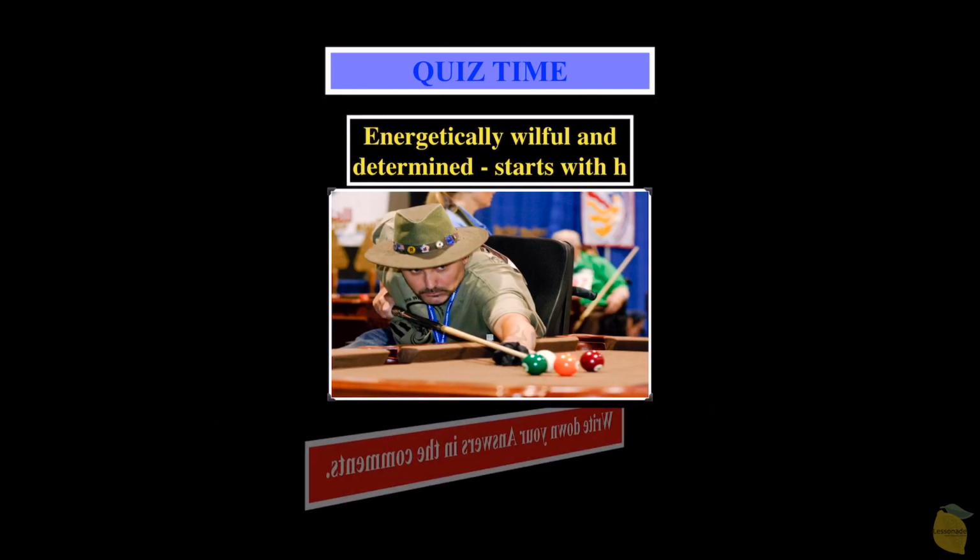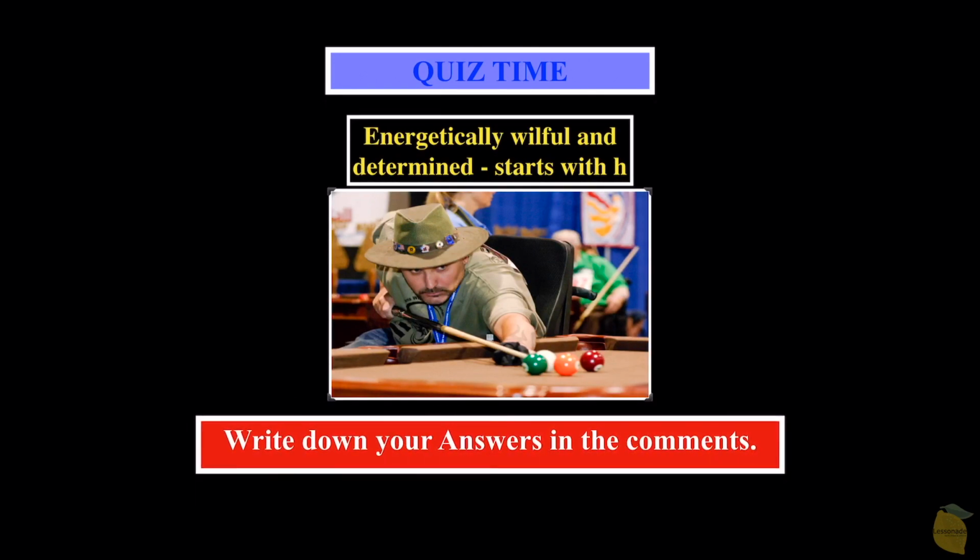The next one is energetically willful and determined, starts with H. In this picture, we can see a man determined to win the snooker tournament or the pool tournament he's playing, and he's full of energy. So write your answers once again in the comments. Let's go on to the next one.